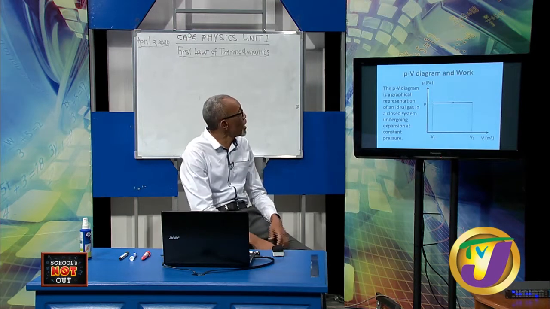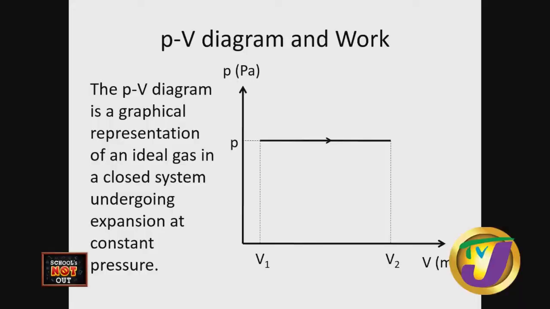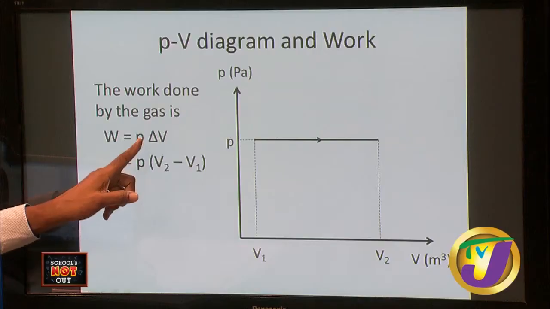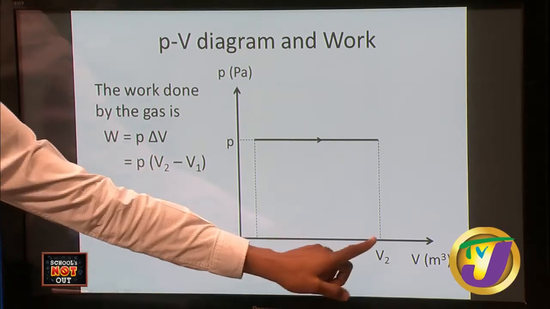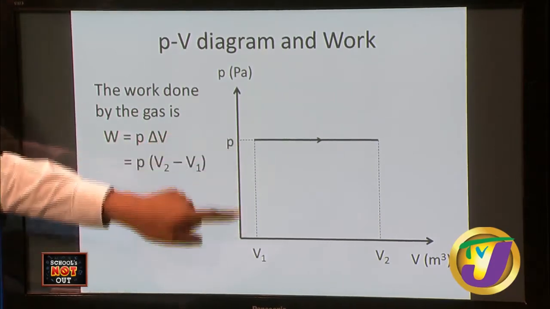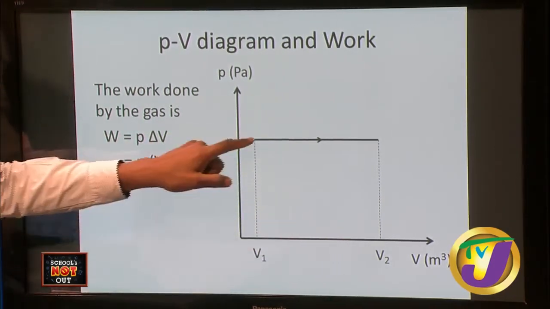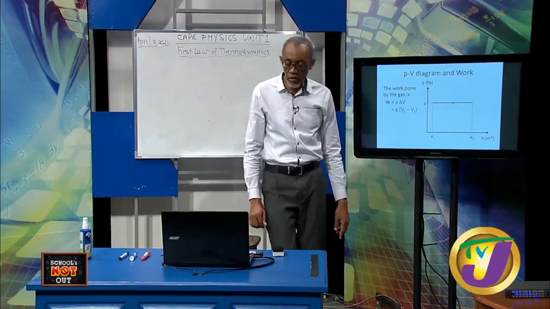All right, so the PV diagram is a graphical representation of an ideal gas in a closed system undergoing expansion at constant temperature. And so what happens here, the work done by the gas would be W equals P delta V, right? Remember we had established this already, okay? But delta V would be V2 minus V1, so the work done will be P times V2 minus V1, which would be the area of this place under the graph, all right?